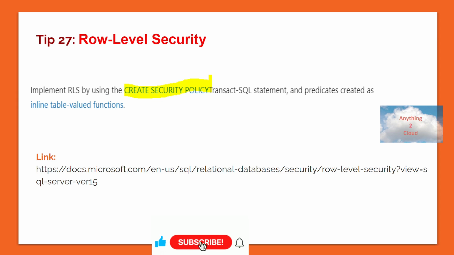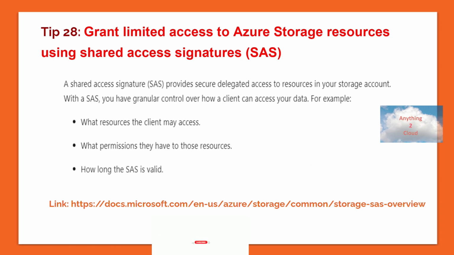The next step is on row level security. You can implement the row level security by using the CREATE SECURITY POLICY Transact-SQL statement. The next step is on SAS, how we can grant limited access to Azure storage resources using shared access signatures.